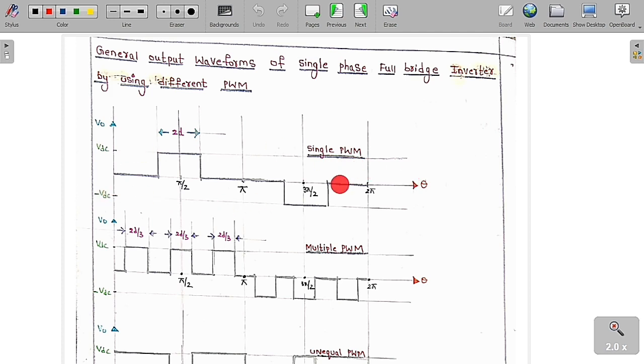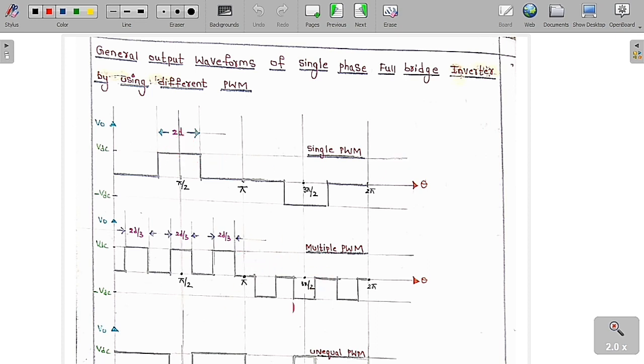So in half of the cycle, if there is only one pulse, then we say it is single pulse width modulation. This is the nature of the output we are going to get if you use single pulse width modulation for the single phase full bridge inverter. So the pulse width is 2D.